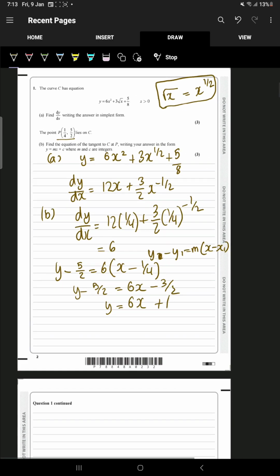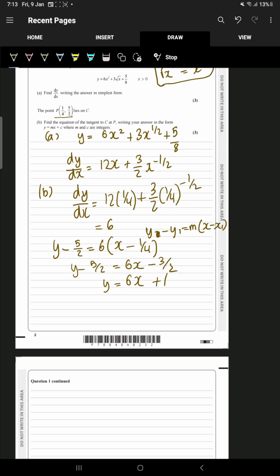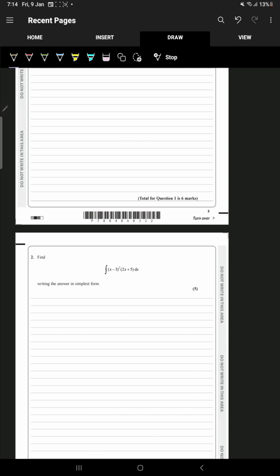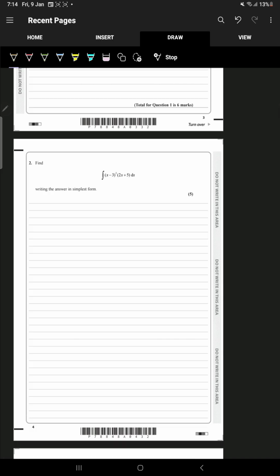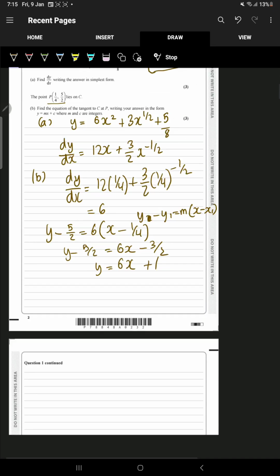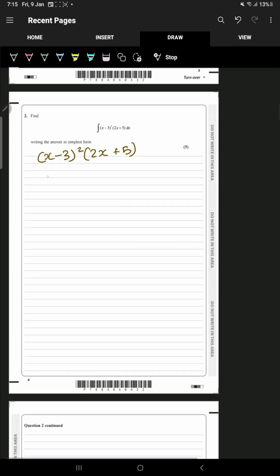All right, now let's move on to the next question. The second question is an integration question. Find the integral of x minus 3 squared times 2x plus 5 with respect to x. So x minus 3 squared times 2x plus 5, and you need to expand this.